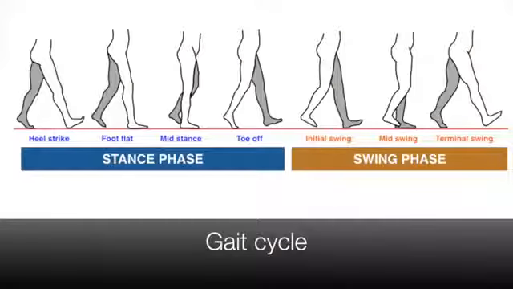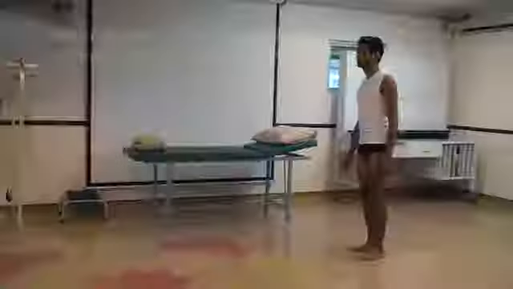The gait cycle consists of stance and swing phases. Each phase has characteristic features in the gait cycle. Try to identify these features in the following video.